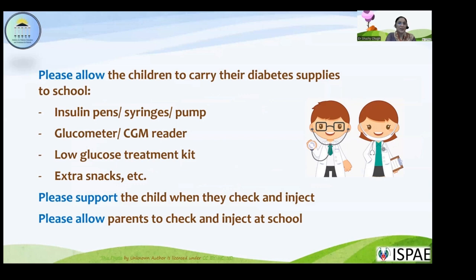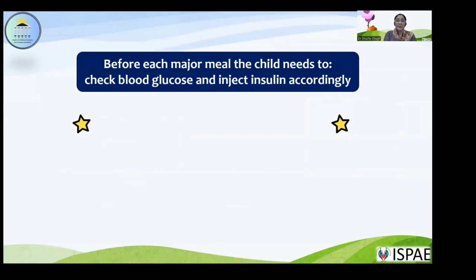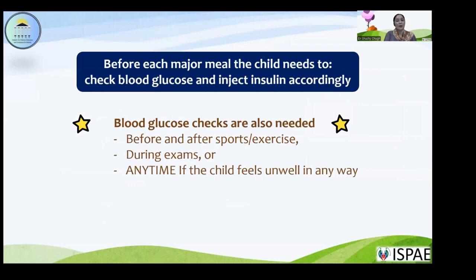So please allow the child to carry their diabetes supplies to school, which include insulin pens, syringes, pumps, and it would differ from child to child depending upon their diabetes management plan, their glucometer, CGM reader, low glucose treatment kit, extra snacks, etc. Please support the child when they check and inject, and please allow parents to check and inject at school. Before each major meal, the child needs to check blood glucose and inject insulin accordingly.